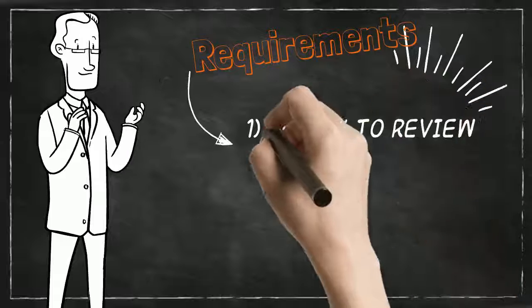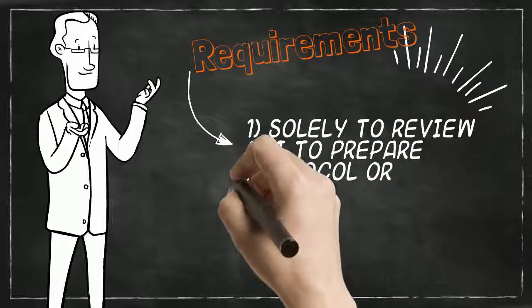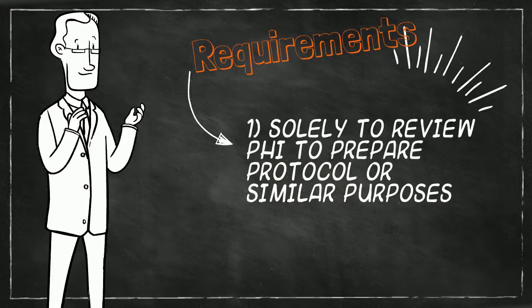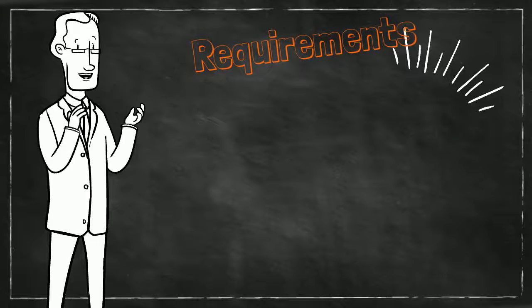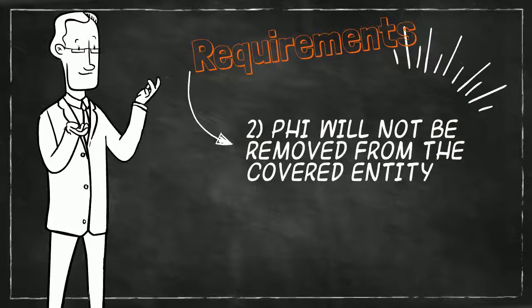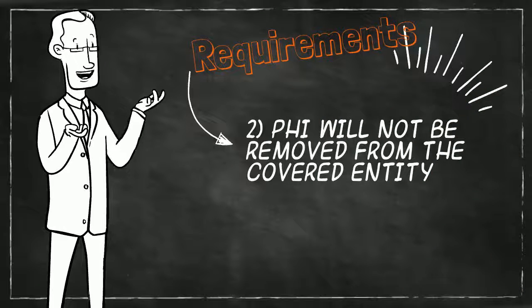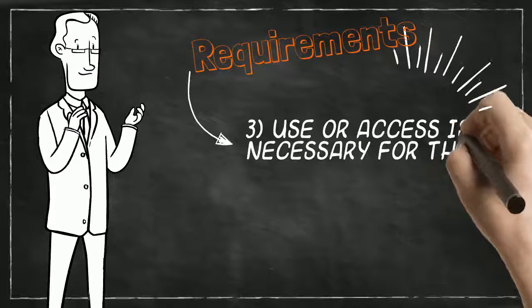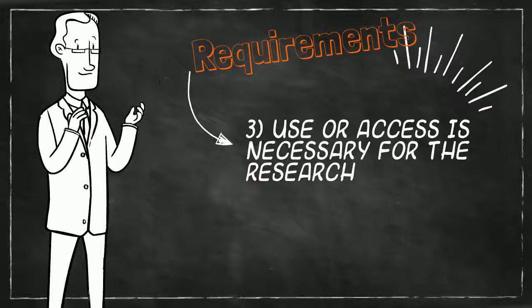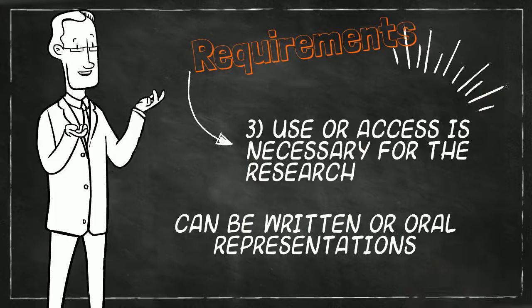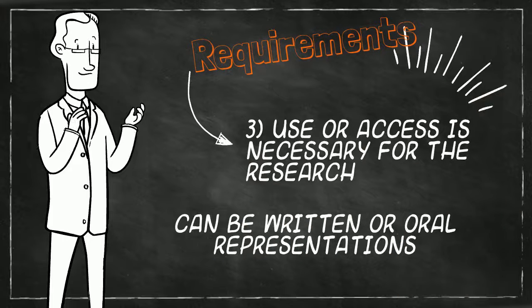1. The use or disclosure is requested solely to review PHI as necessary to prepare a research protocol or for similar purposes preparatory to research. 2. The PHI will not be removed from the covered entity in the course of review. And 3. The PHI for which use or access is requested is necessary for the research. The covered entity may permit the researcher to make these representations in written or oral form.